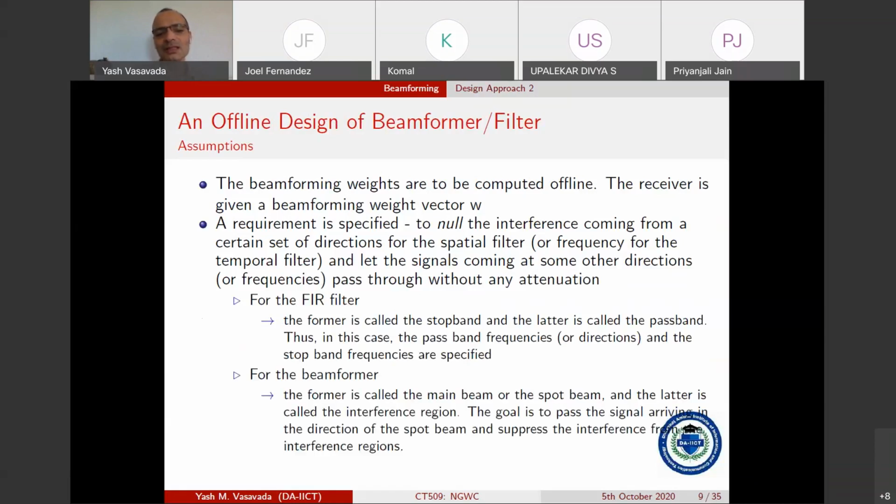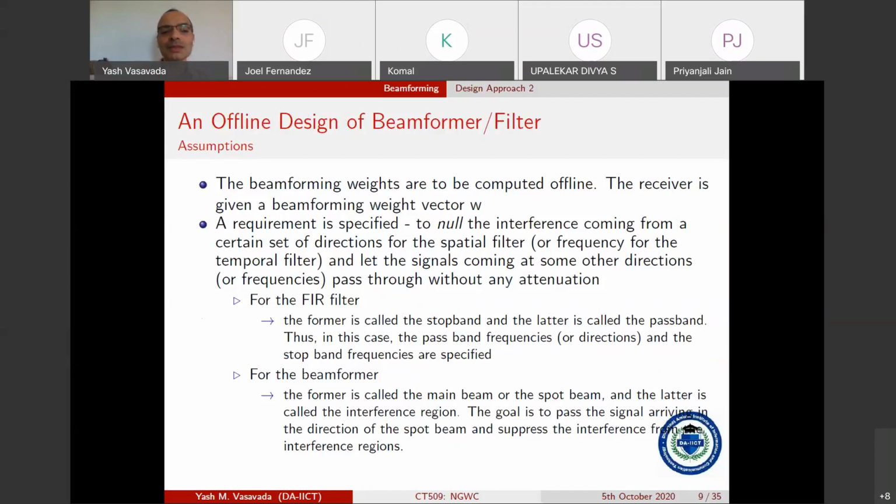For the beamformer, these specifications are provided in terms of the beam shapes. We are given some beams. We are told that, okay, we have to form a beam over certain region. And when we do that, additionally, can you please cancel out the interference that is coming from some other geographical region? So now, instead of frequencies, we are talking about the directions of arrivals. But as we have seen earlier, they both are mathematically equivalent statements of the problem.